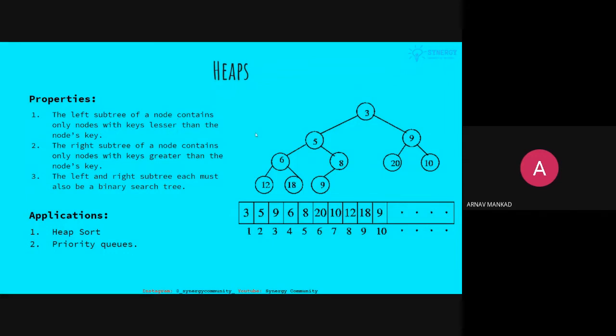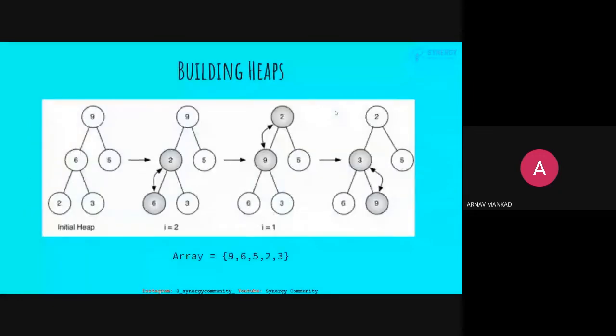So where is this used in applications? This is basically used in heap sort. Now heap sort is a sorting algorithm. We won't be talking about it, and it also is used in priority queues. Okay, so let's see how we can build heaps.